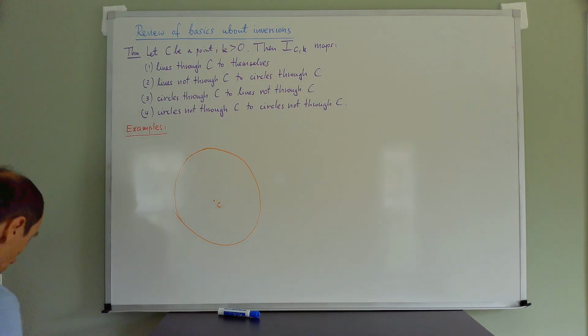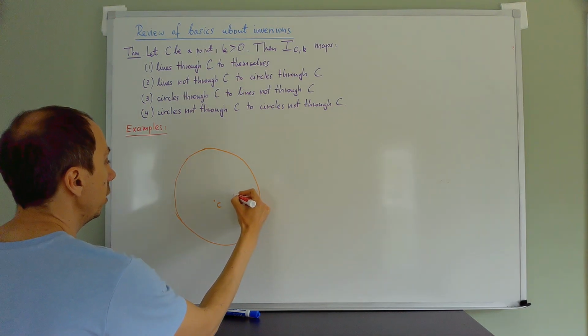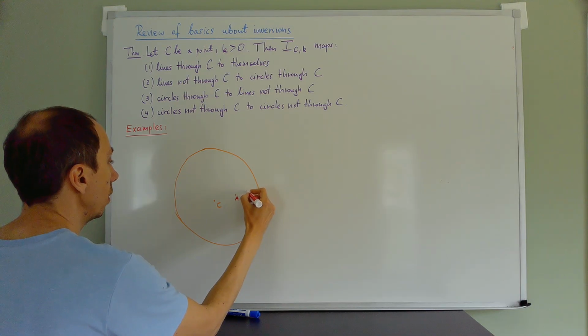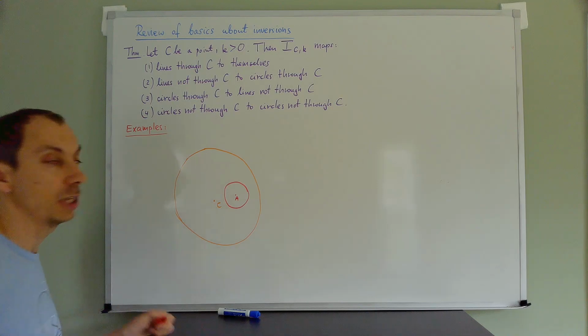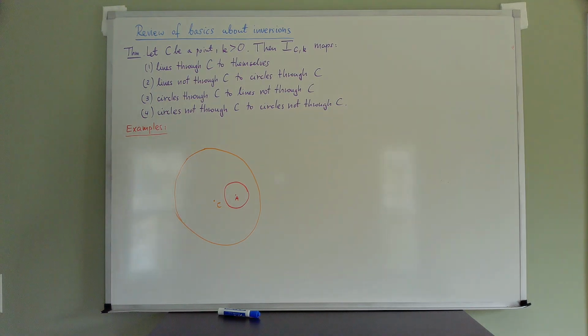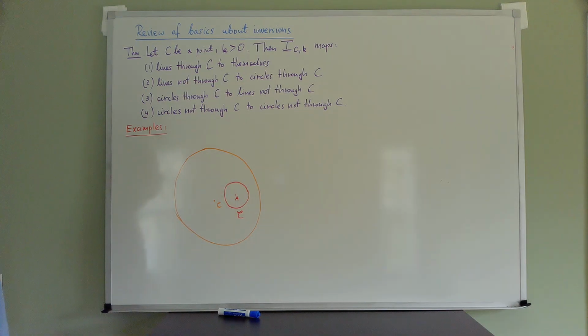All right, so I'm going to take a point somewhere here, let's call it A, and take a little circle centered at A. As you see, this circle, the red circle, does not go through C. So we are in the situation 4 where we look at a circle that doesn't go through C. I'm going to call this circle calligraphic C.